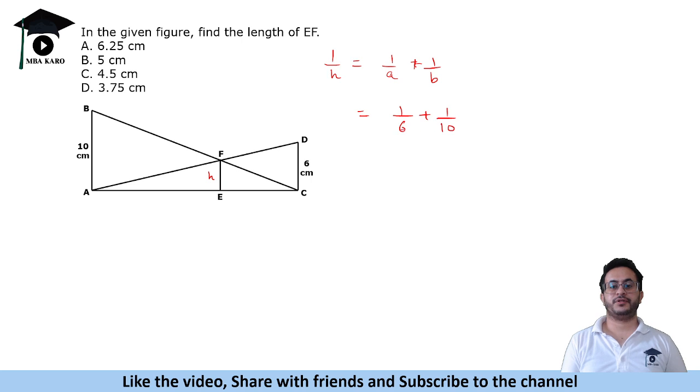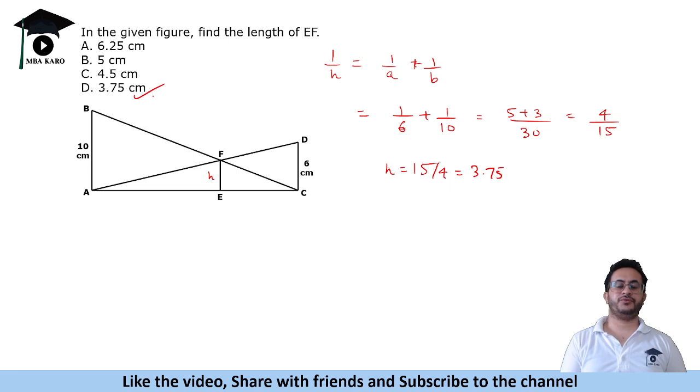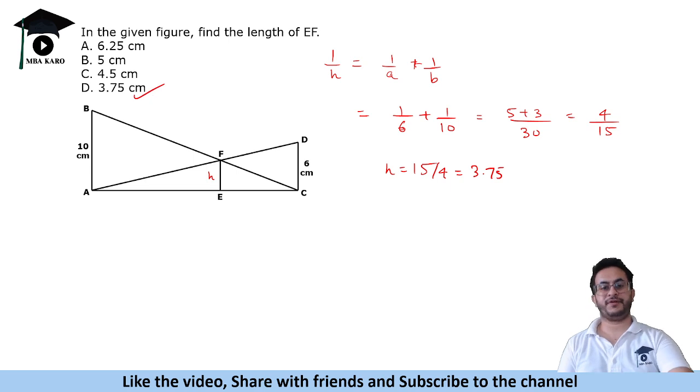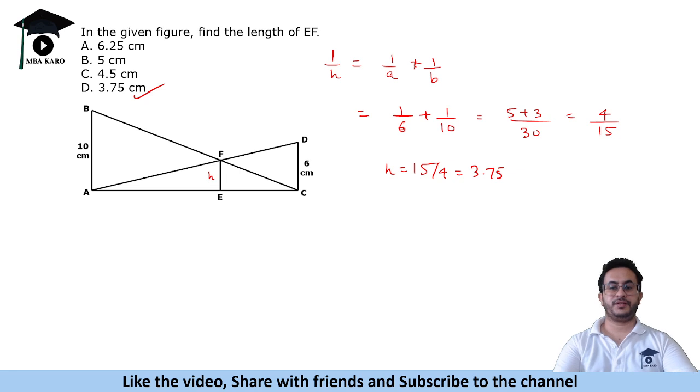If we solve for it, we get 5 plus 3 by 30, 8 by 30, or 4 by 15. So h is 15 by 4, which is 3.75. There is a derivation using similar triangles, but just remember the final property, the product that you get in this scenario. So this is the answer that you get.